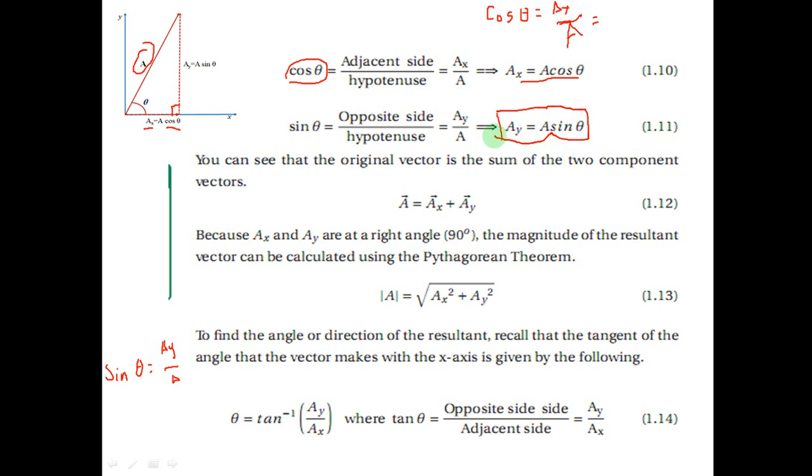Having this, you can see the original vector is the sum of the two components, or the two vectors. So when you add them, the sum will be a equals ax plus ay.